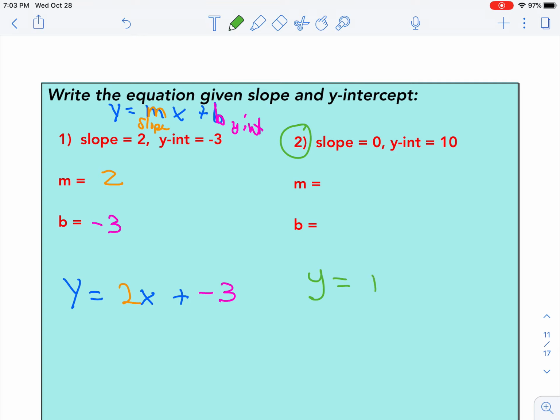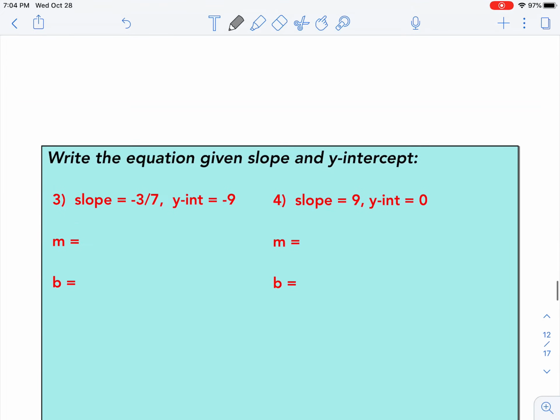So what you really have is y equals 10. Now, if you're wondering, how did you get that? Well, we know our slope is 0 and we know our y-intercept is 10. So when we start writing this, we write y equals m, or 0x, plus 10. But what is 0 times x? That's just 0. And so that just cancels out and we get y equals 10.